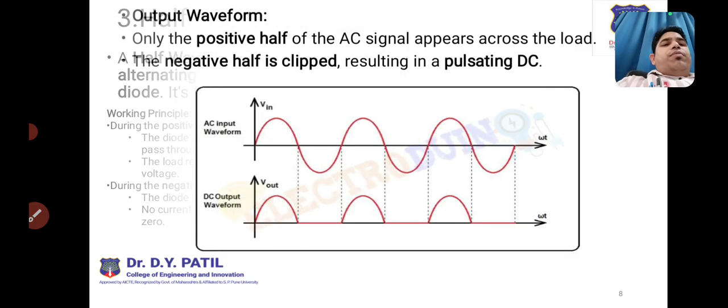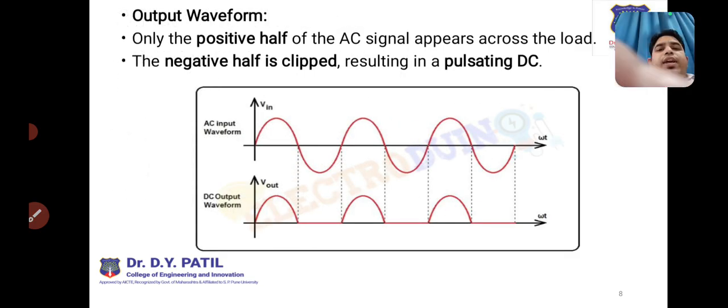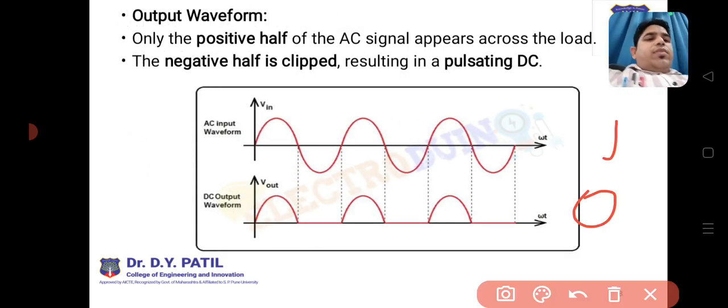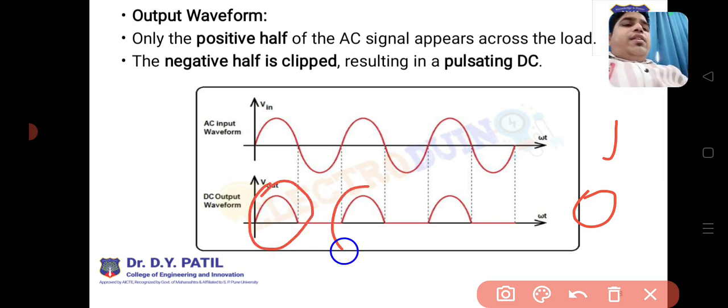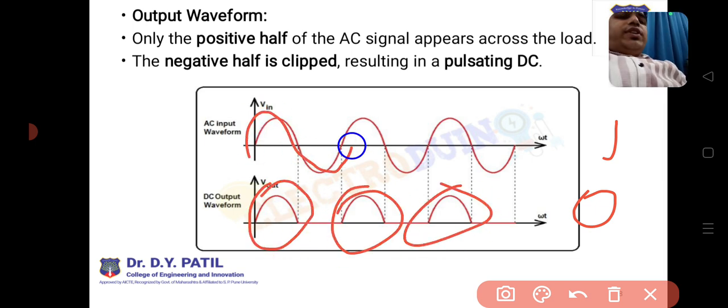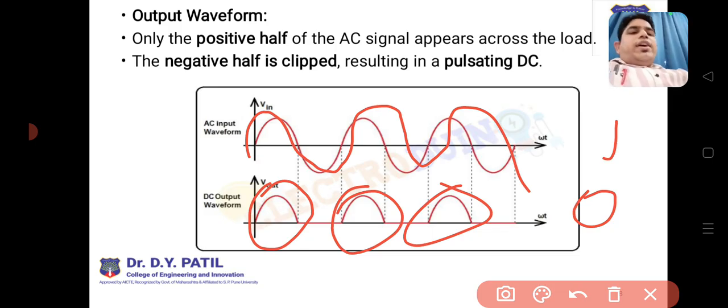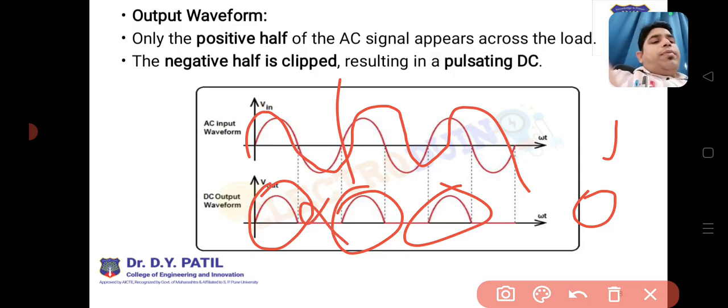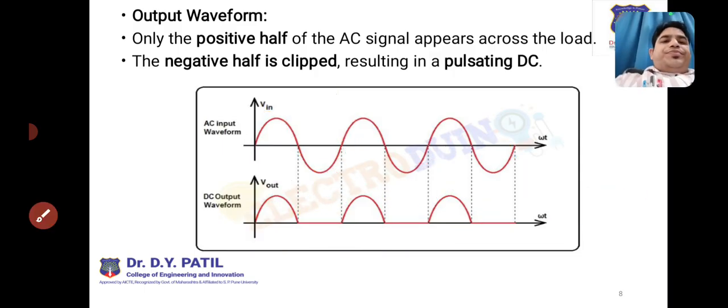The waveform is as shown. As you can see, we see the full cycle, and only one half cycle we are getting at the output side, the positive one, because of which we call it a half wave rectifier. And at the negative half cycle it works in reverse bias, so at the output side we are not getting any output.